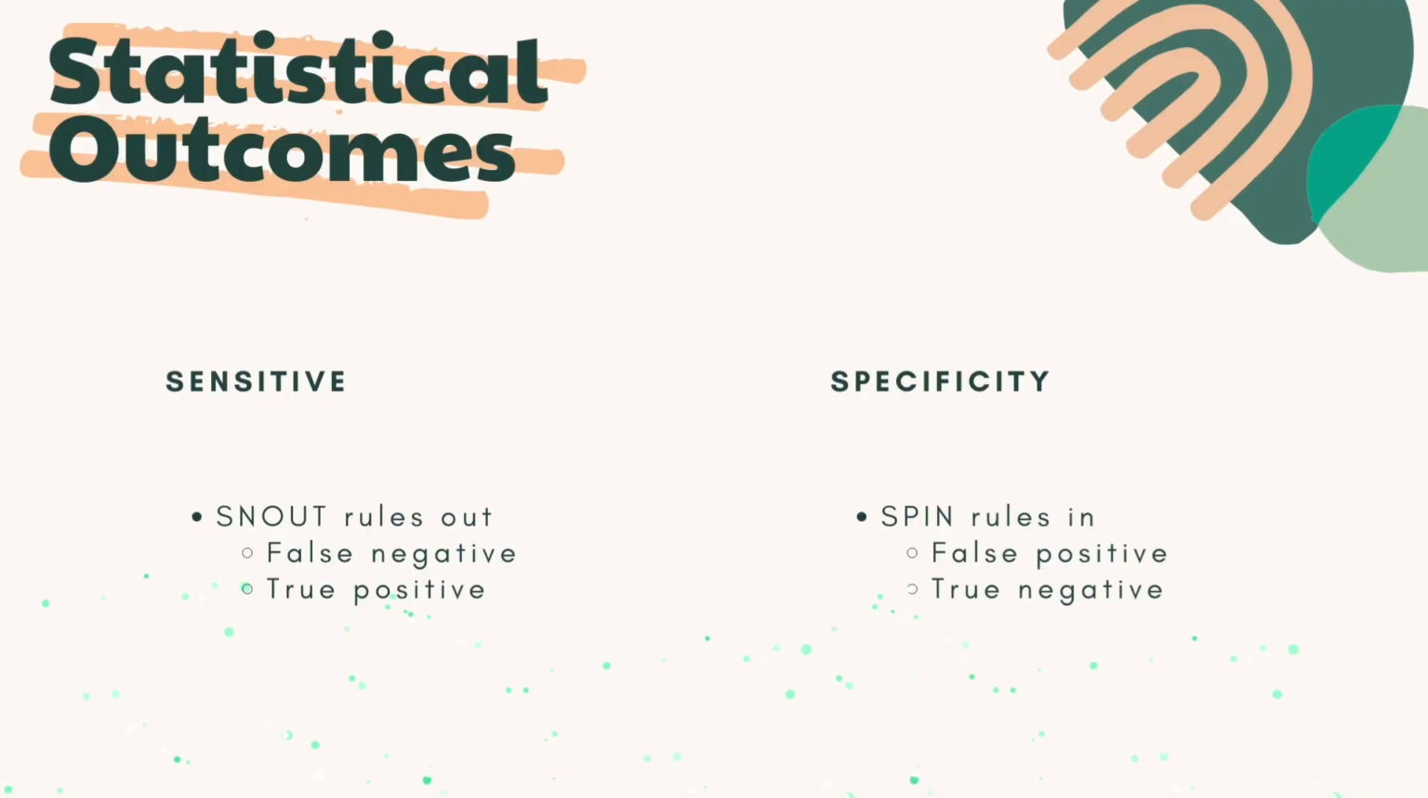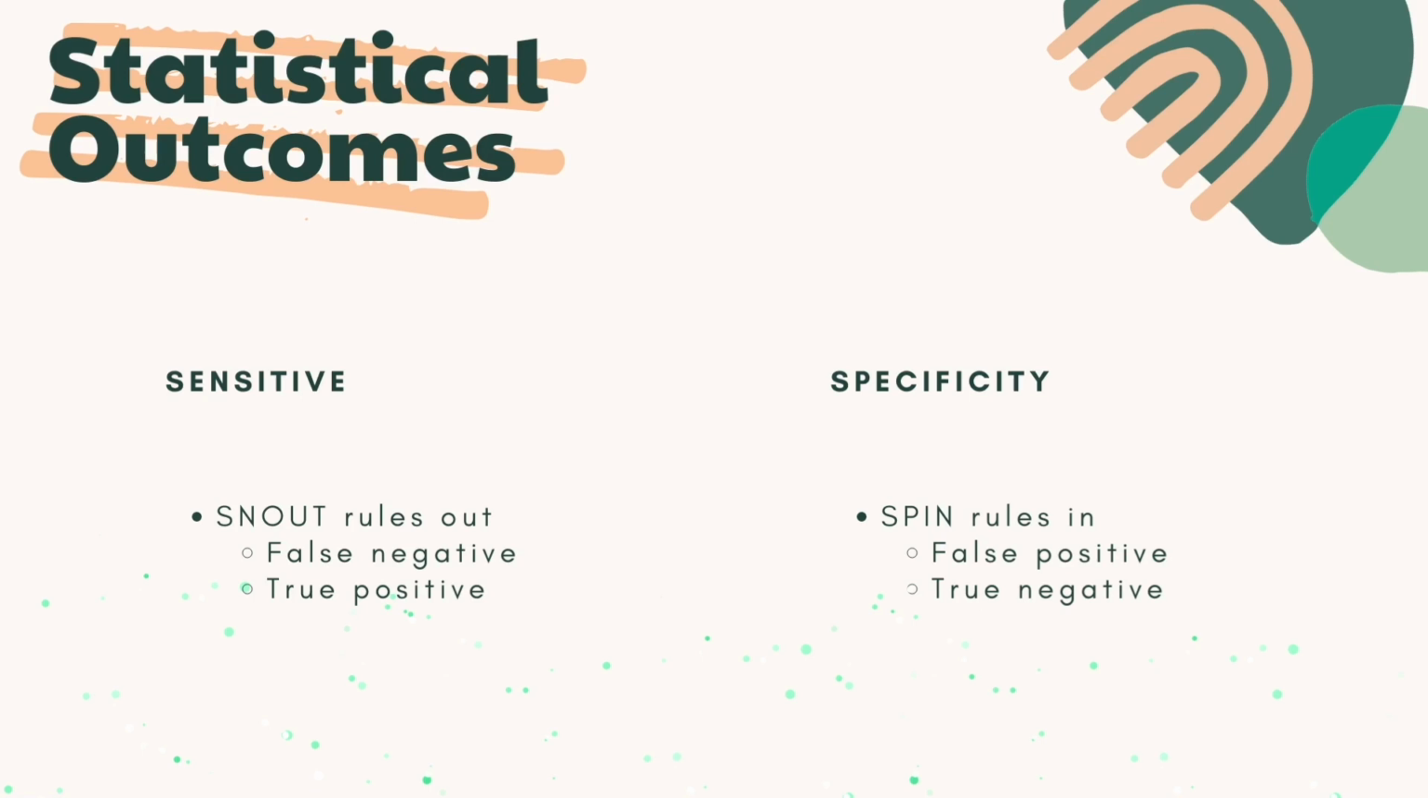Next, we have statistical outcomes, which is sensitivity and specificity. So, this is the famous SPIN and SNOUT. So, we all know that SNOUT is ruling out while SPIN is ruling in. But when it really gets confusing is when they start including all these true and falses and negatives and positives. So, I've kind of laid it out how I remember it best, and everyone learns differently and everyone memorizes differently.